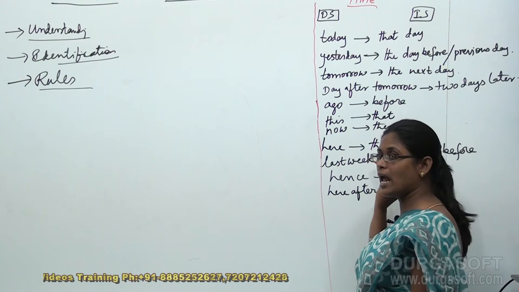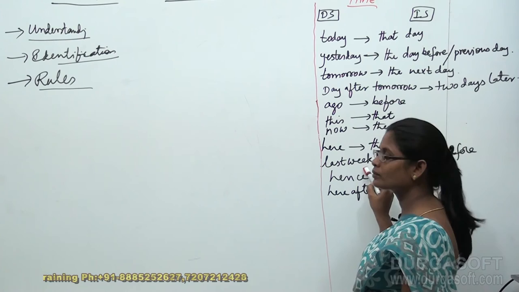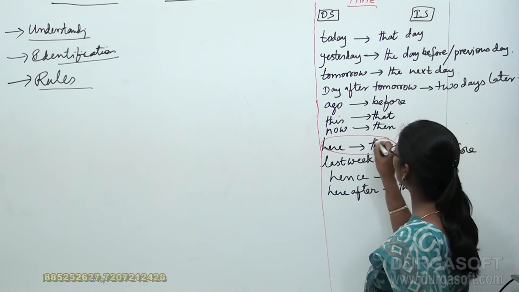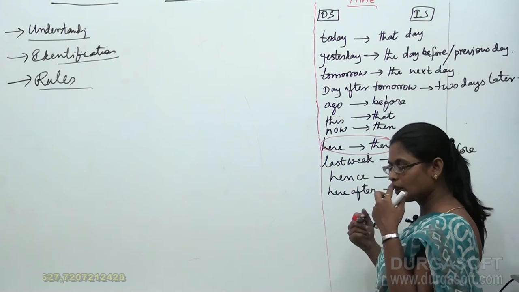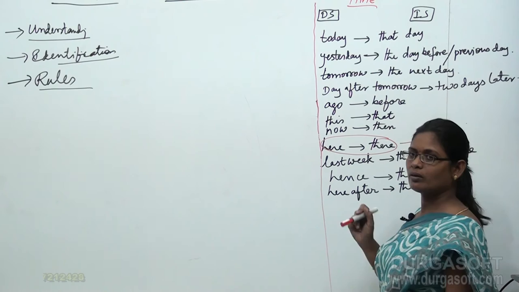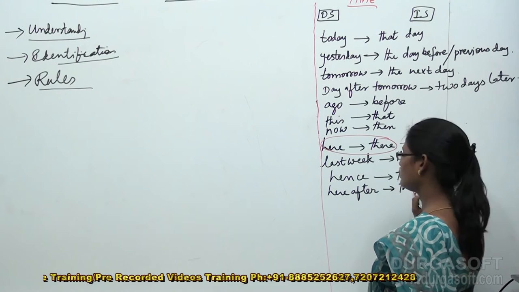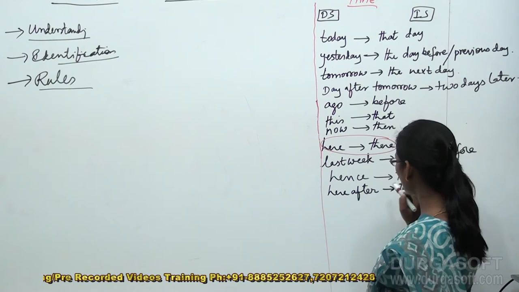And last week, the week before. Okay? And here it's indicating the place actually. Here, there, it is indicating the place where the action is taking place. That place identification is mentioned here. Here or there. Last week, the week before. Hence, thence. Hereafter, thereafter.